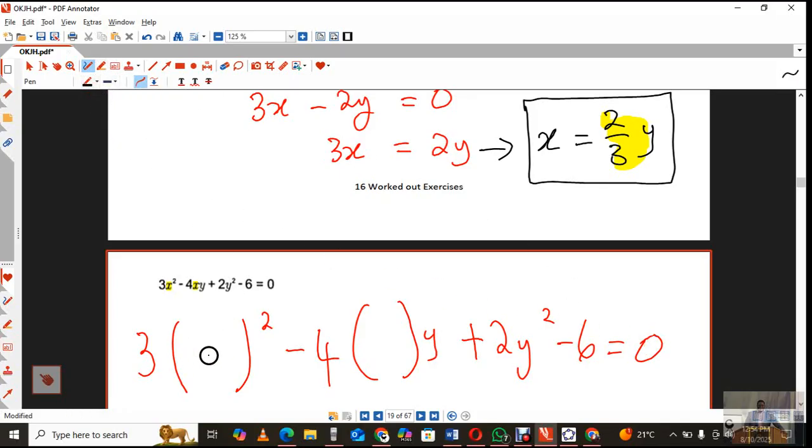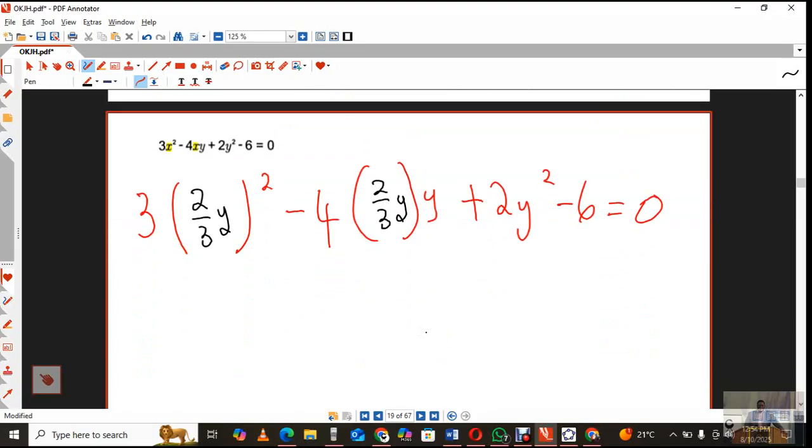So let's bring what we grabbed. So that's 2 over 3y. That will be 2 over 3y. Let's keep on multiplying and see. This is ordinary level work. There's no calculus done. So we have got 3 times 4 over 9 y squared. That's 2 squared is 4, 3 squared is 9, y squared.